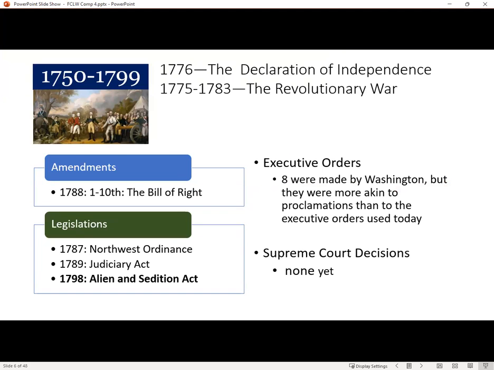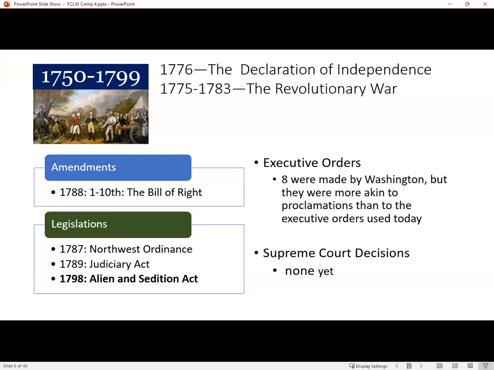So from 1750 to 1799, we tried to take the most essential amendments, legislation, Supreme Court cases, executive orders that happened during this period. In 1776, the Declaration of Independence was written, and we had a Revolutionary War going on from 1775 until 1783. At this time, there were 8 executive orders, but they weren't as strong as what they might be today. So you'll see that these grow and actually become more like law as time goes on. There were no Supreme Court decisions.